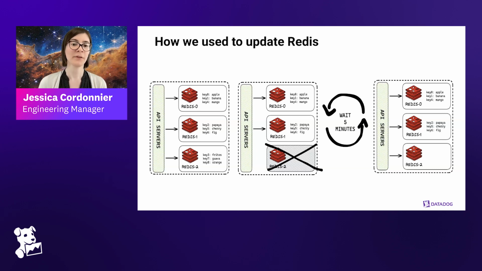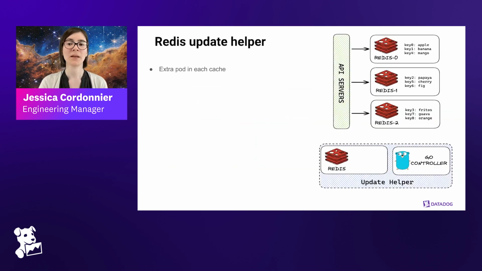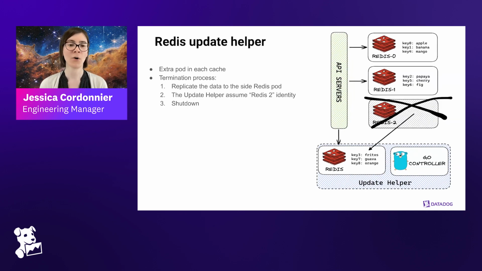So what we came up with is something we call the update helper. The idea of the update helper is to have a side Redis pod that is running next to your regular Ephemera cache. And now we have a 6-step process to do an update. The first step is to ship all the data of the Redis pod you want to shut down, in this case Redis 2, to the side Redis pod. We update the API server for this side Redis pod to assume the identity of Redis 2. And now all the traffic from Maglev is being redirected to that side Redis pod.